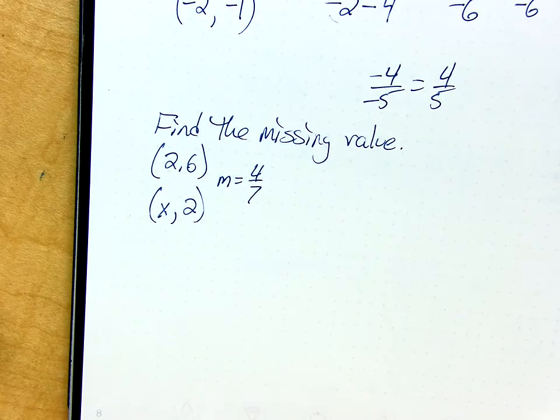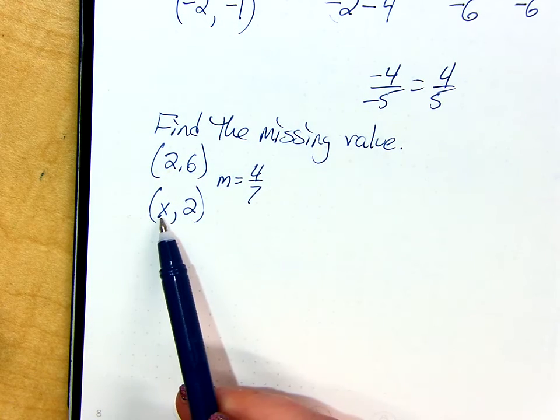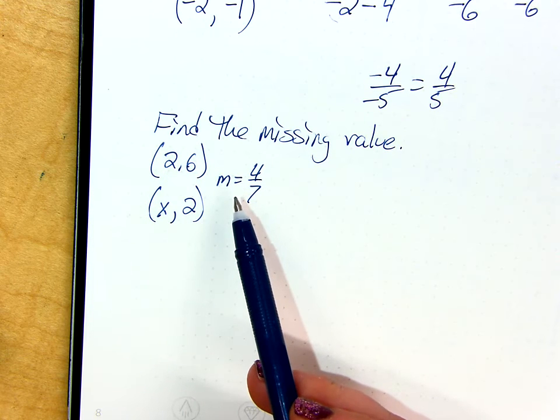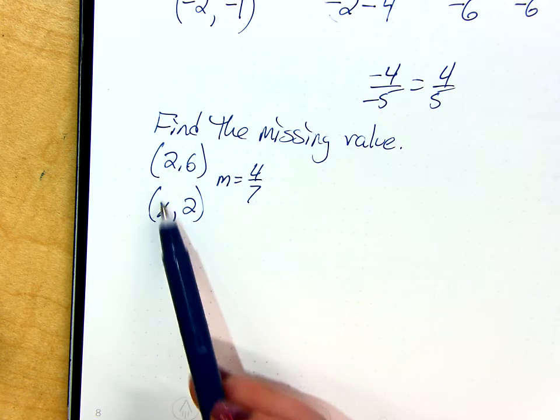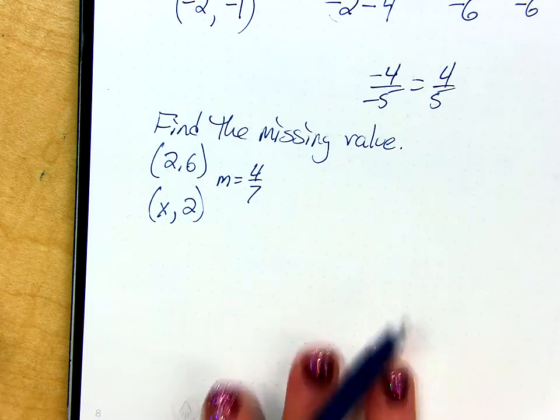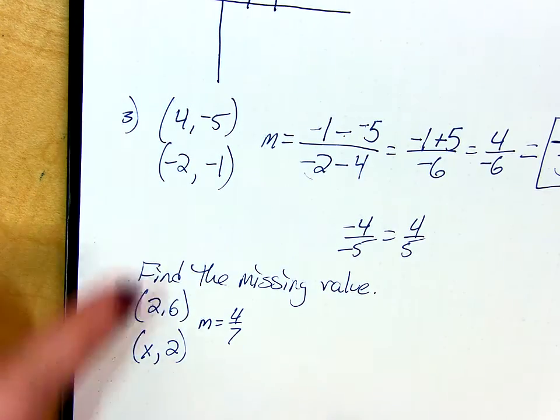So you know what the slope is, right? And in the other ones, I had the 2 points and I didn't know what the slope was. I was trying to find it. Here, I'm telling you the slope, but I'm trying to find this one missing value. You can actually solve this the exact same way you would have done one like this, right?